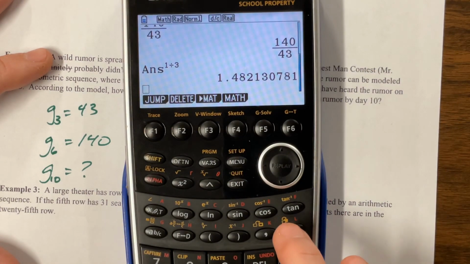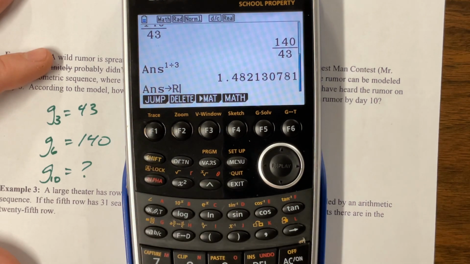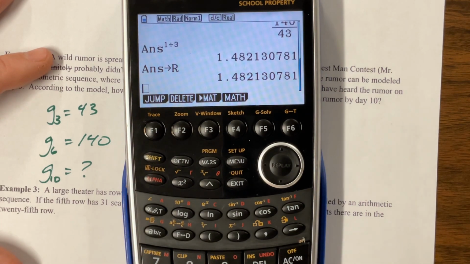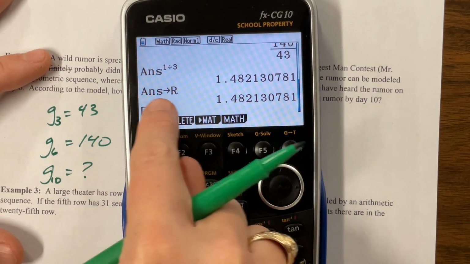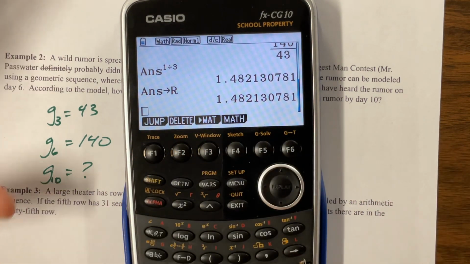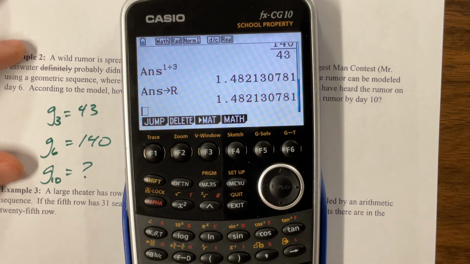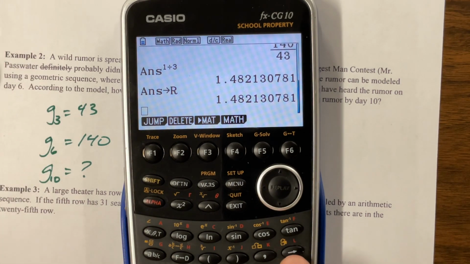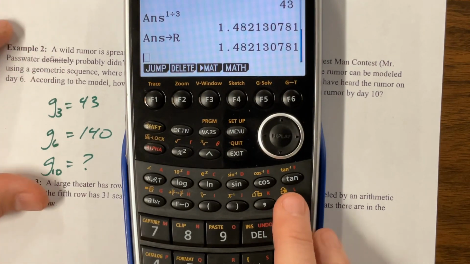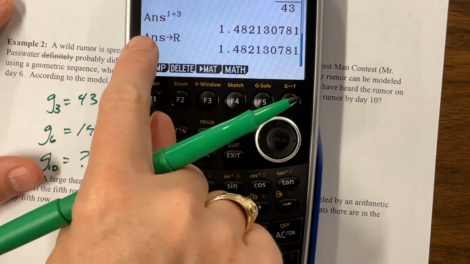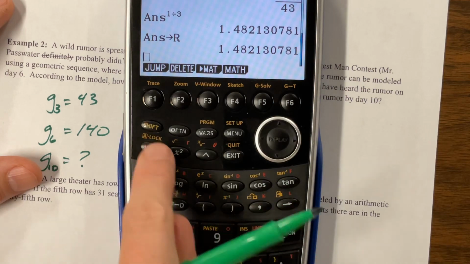You know what? I can store that value. If I come here, I can store this as, let's call it R. Where is R? There it is. And so my R value, I have stored it. I don't have to worry about hanging on to decimal places or rounding until the very end. The TI people look for STO. You're going to stow your value. That was an attempt at being funny. My Casio people, right here is this little arrow. I hit store as, and then I went alpha R.